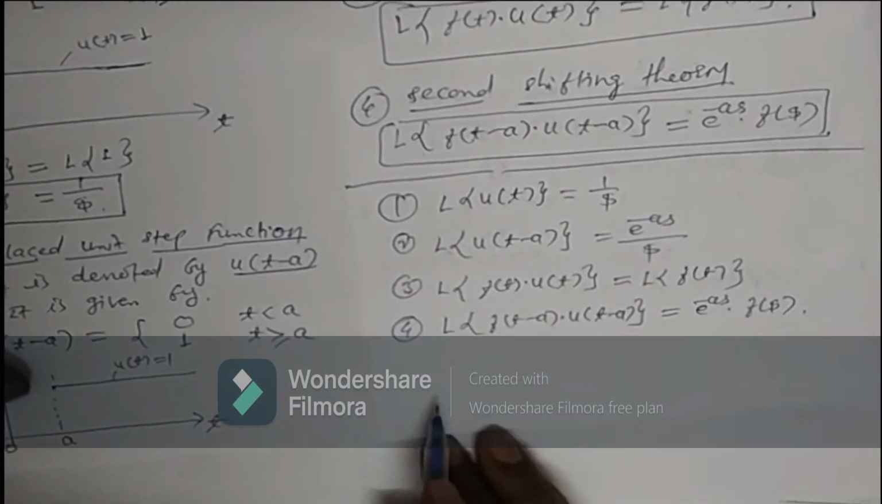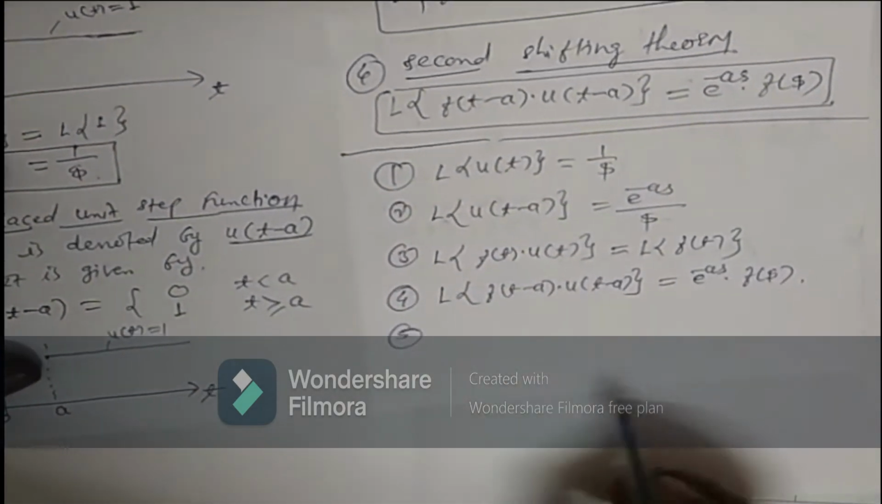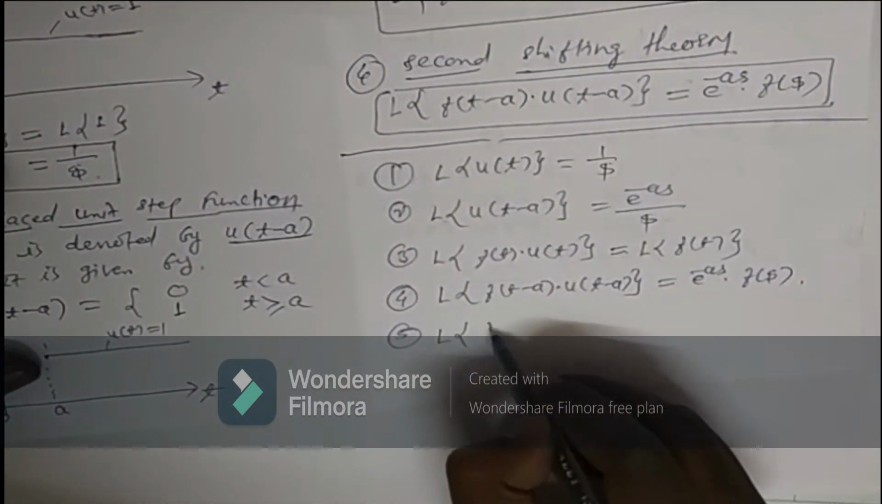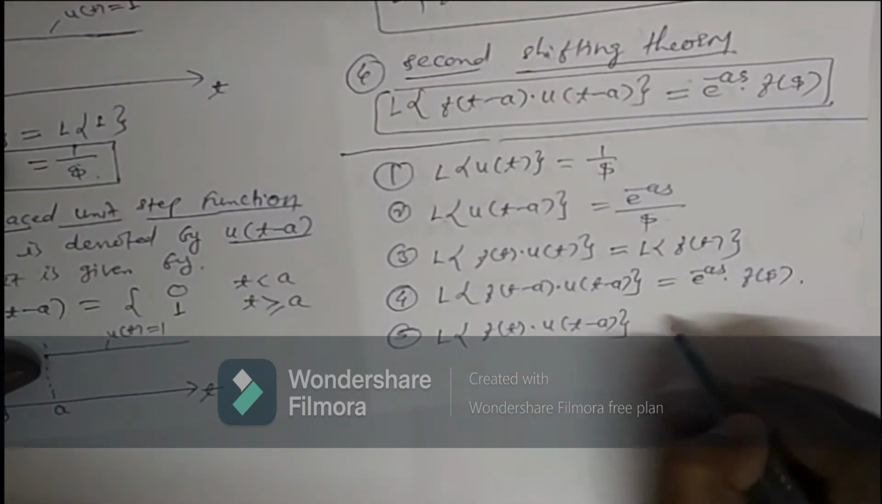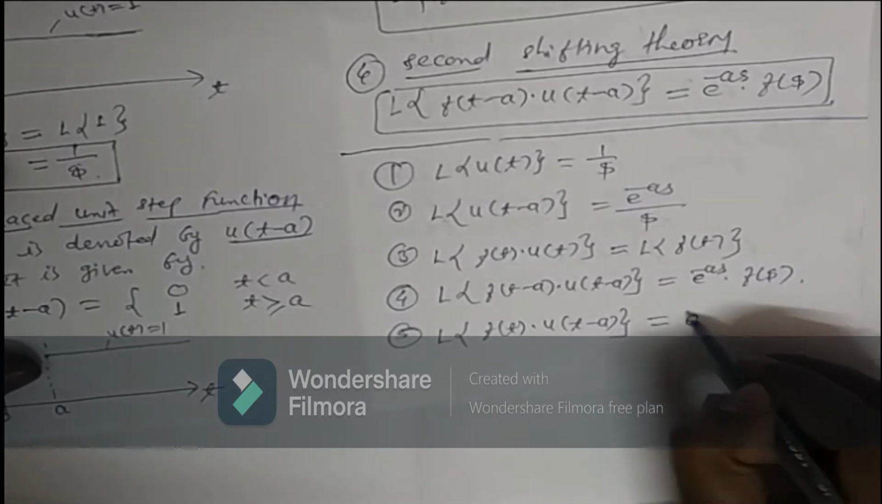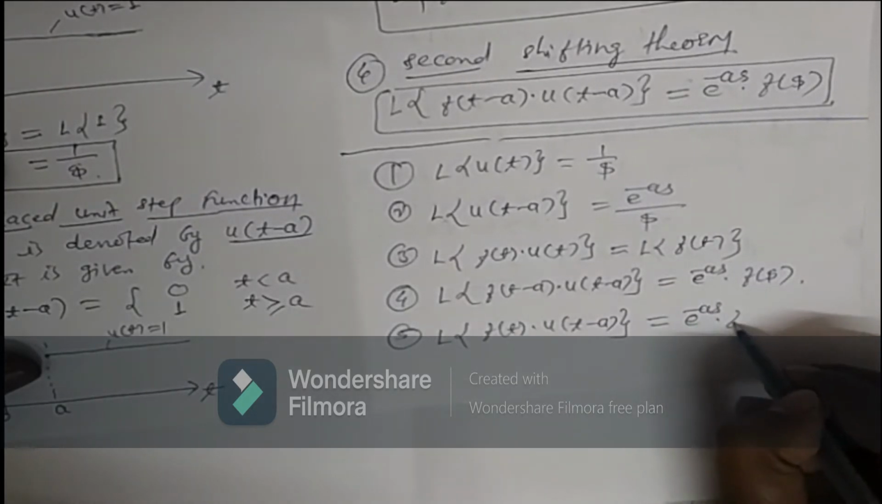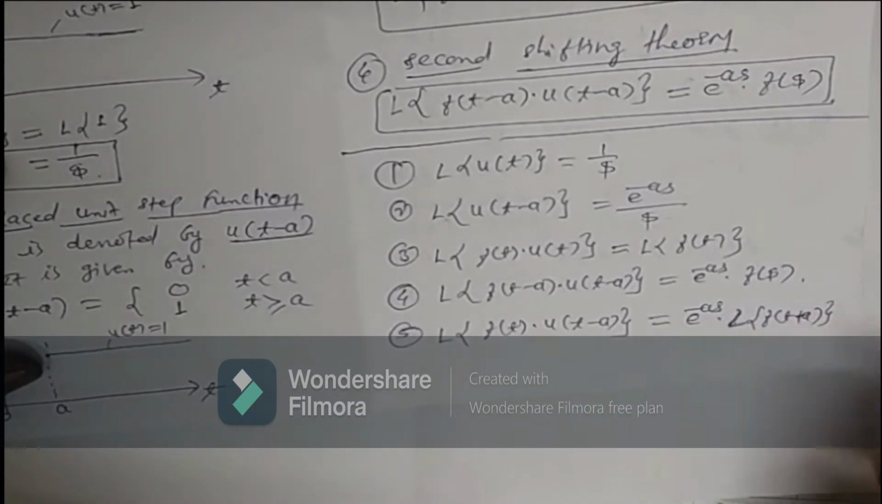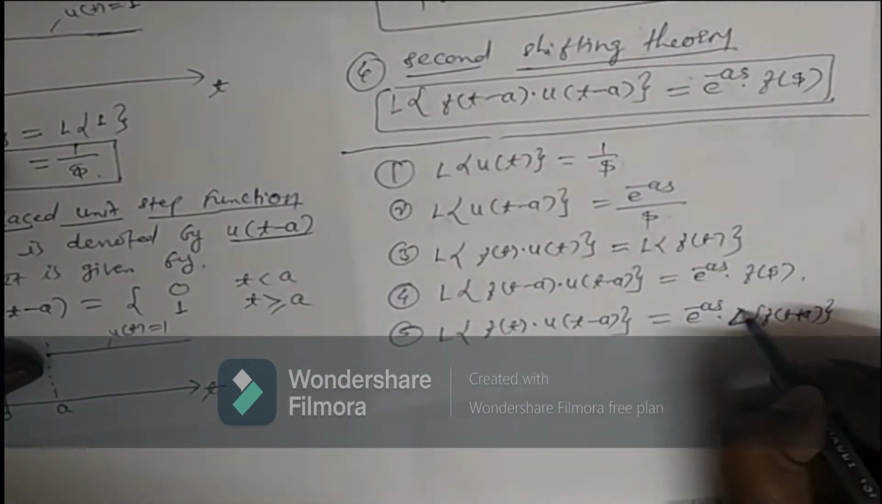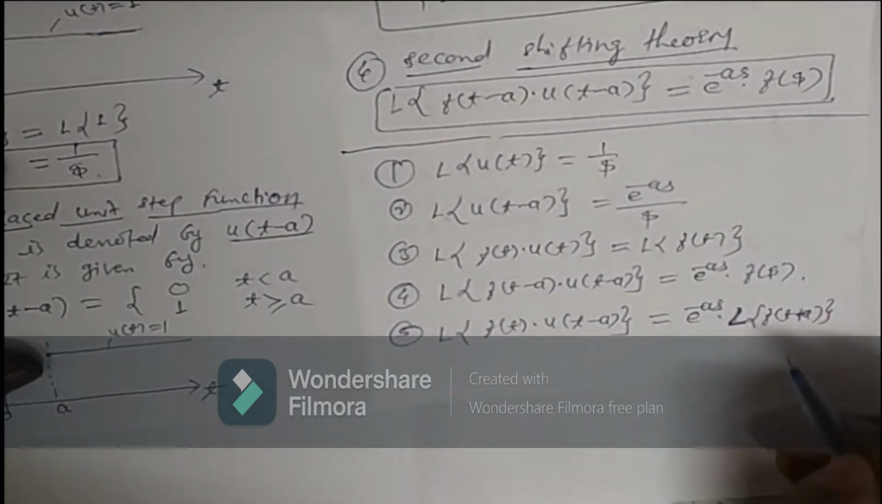One more thing you can remember here: the Laplace transform of f of t into u of t minus a can be written as e raised to minus as into the Laplace transform of f of t plus a. This is also a shortcut formula to remember.